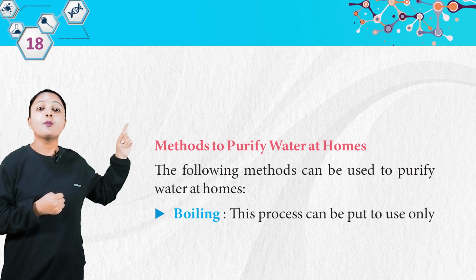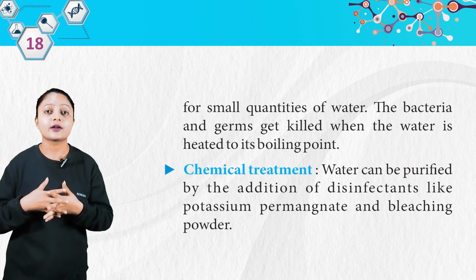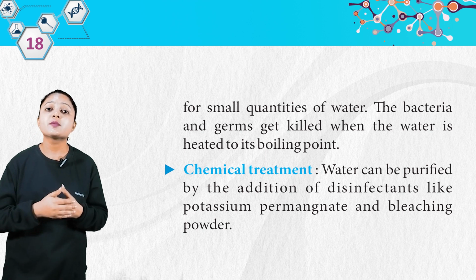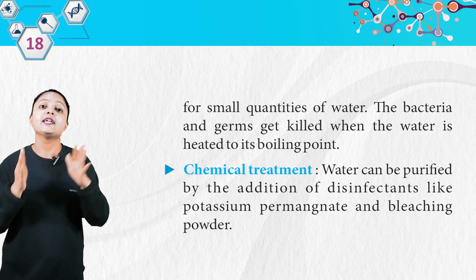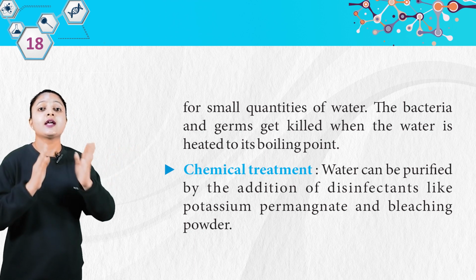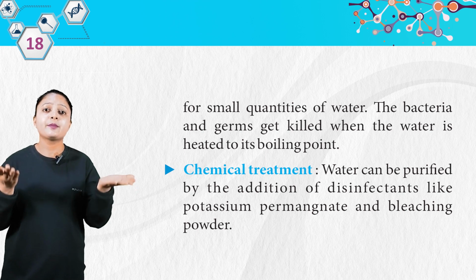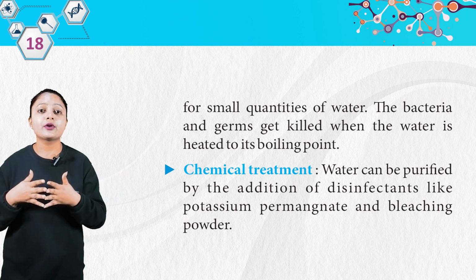Number 1. Boiling. This process can be put to use only for small quantities of water. The bacteria and germs get killed when the water is heated to its boiling point. Number 2. Chemical treatment. Water can be purified by the addition of disinfectants like potassium permanganate and bleaching powder.